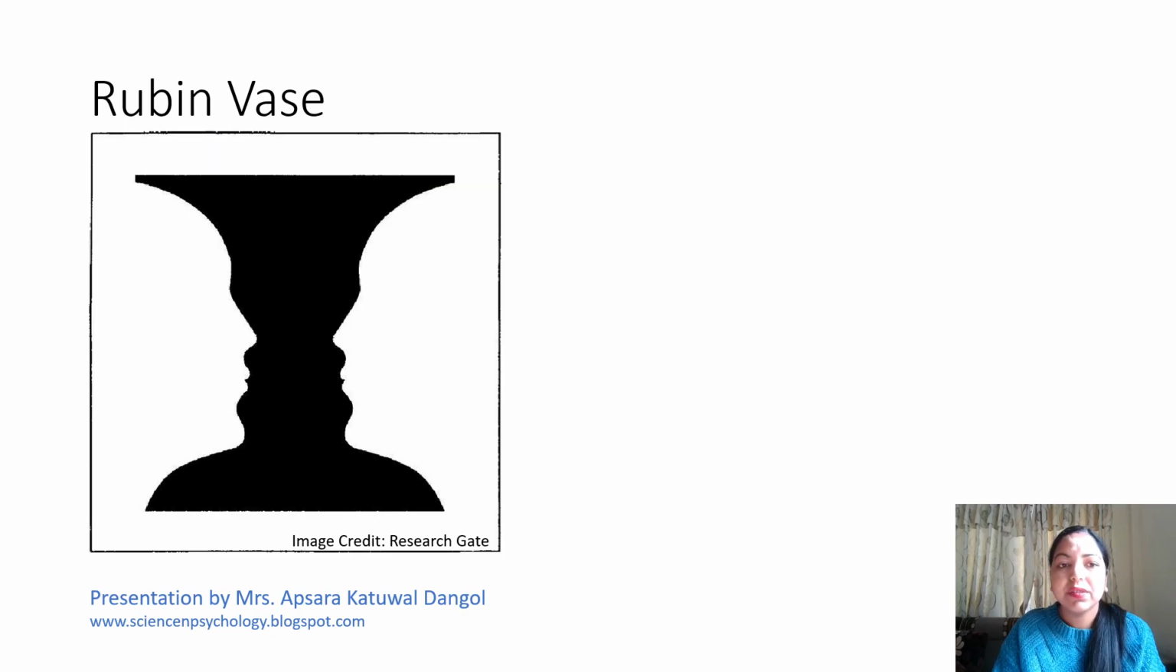Next one, Rubin's vase. If you see here, this is just one image, right? But here you will find two images, two pictures. Why are you having that illusion, though there is not the face of a human, still you are able to see that. So it's an illusion created by our sensory system.